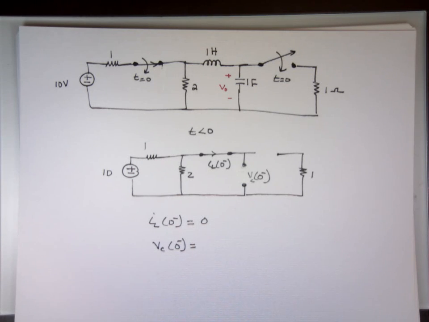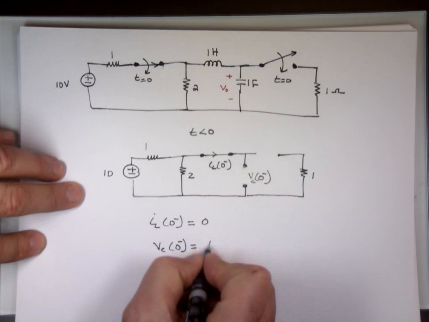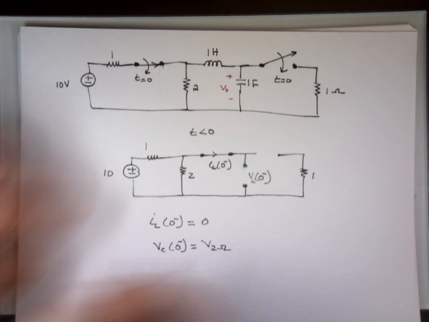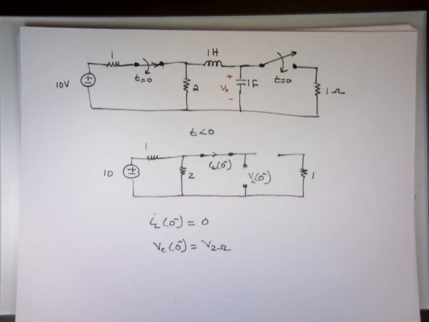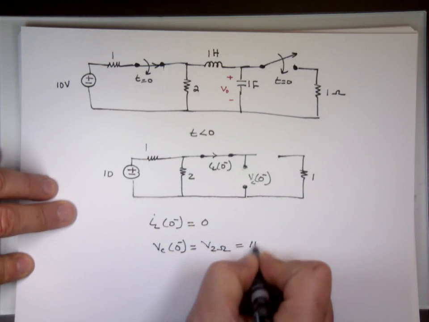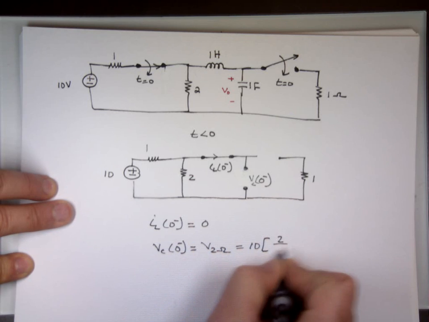The voltage across the 2 ohm. They're in parallel. Which is 10 divided by 2 over 3. What's that, 20 over 3?